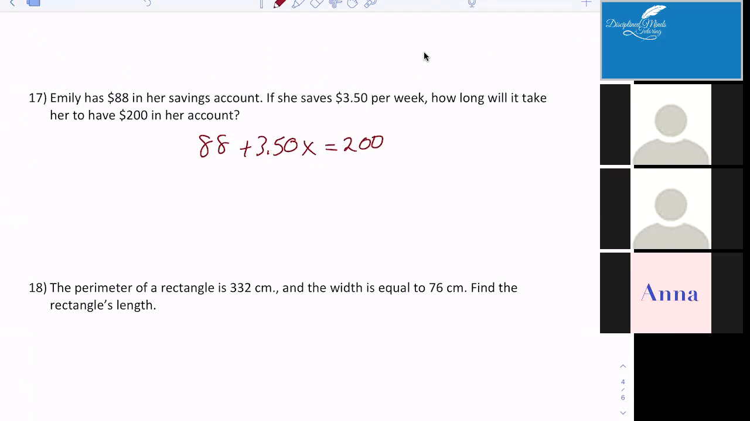Now, subtracting 88, what do I get? 112. That's what you have a calculator for. So x is equal to 32. 32 what? Dollars? Weeks. Be careful. It's going to take her 32 weeks. That's a lot of weeks. It's almost a year, actually.